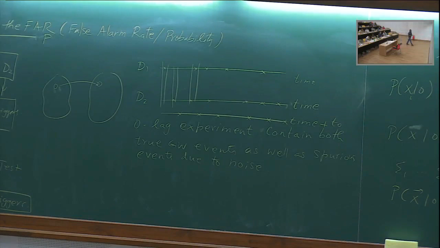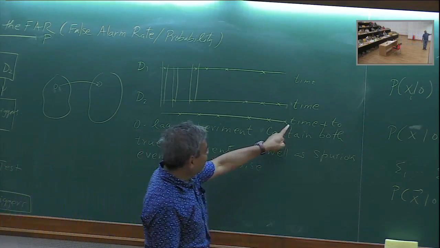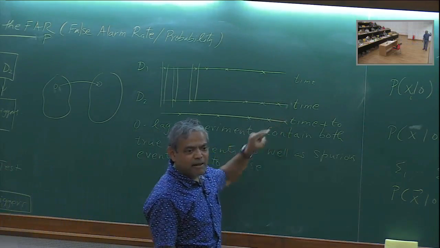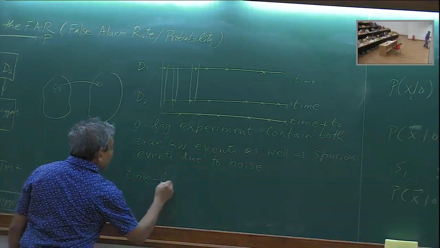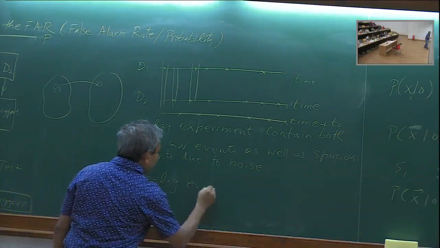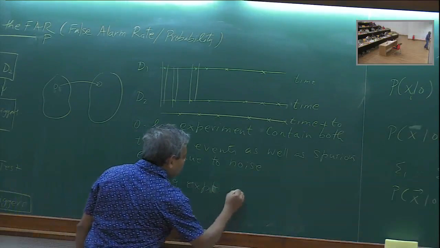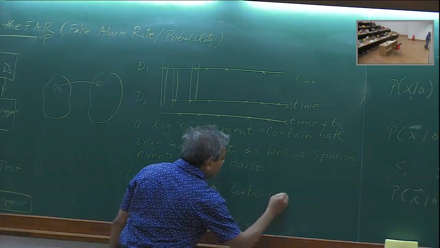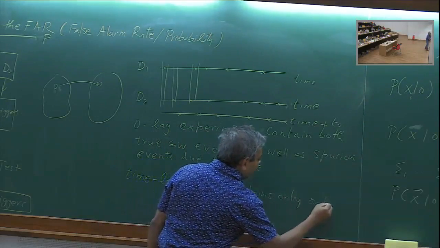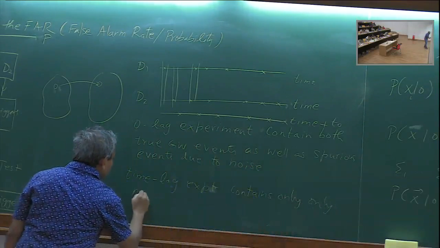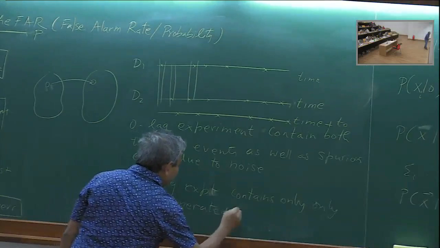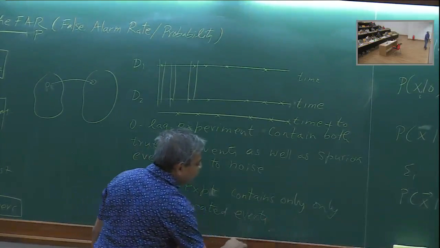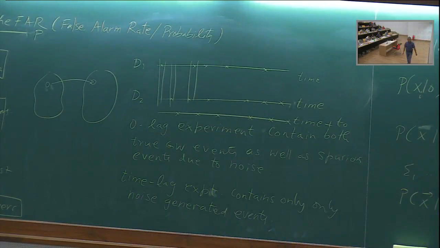So by time shifting the data of one of the instruments relative to the other, we get the time lag experiment, which contains only noise generated events or false alarms. So this is how we compute the background, and that's shown in our results paper.